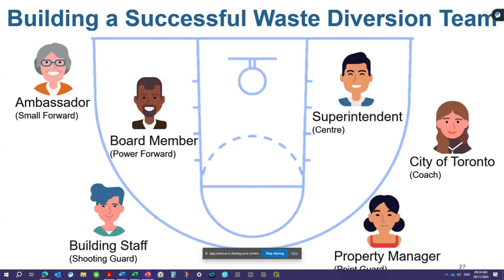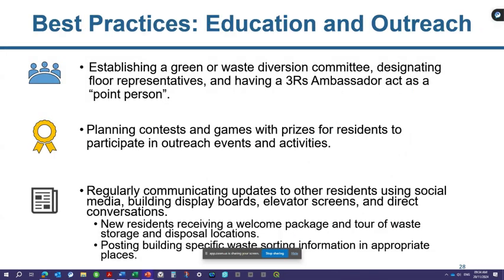So in terms of best practices for education and outreach, we found that establishing a green waste diversion committee, with designated floor representatives, and having a 3Rs ambassador as the point person is highly successful in buildings. If it's just one ambassador working alone, trying to coordinate with all the residents and with the property management, that can maybe be a bit overwhelming. There are some personality types that would love that, but it can be overwhelming for some.